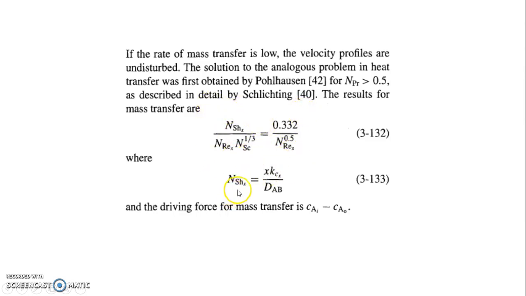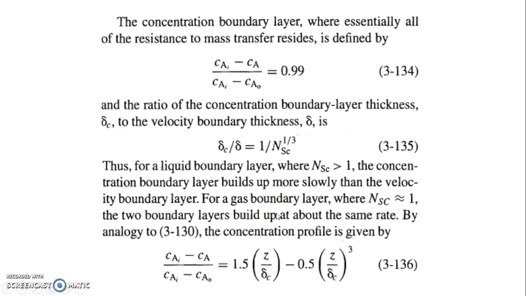Where we know the relation of Sherwood number and diffusivity coefficient: whenever the Sherwood number is increased, the diffusivity coefficient will decrease and the coefficient for mass transfer will increase. And the driving force for mass transfer, as usual, is CAi minus CA0, the concentration at inlet minus the concentration at outlet. The concentration boundary layer is where essentially all the resistance to mass transfer resides.